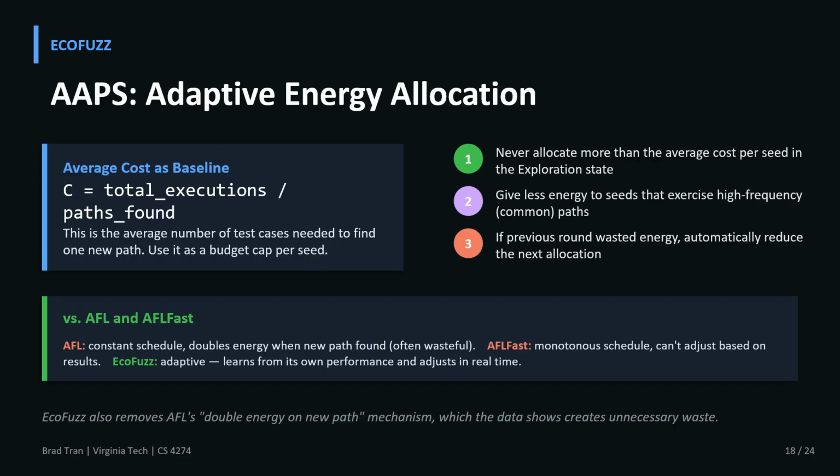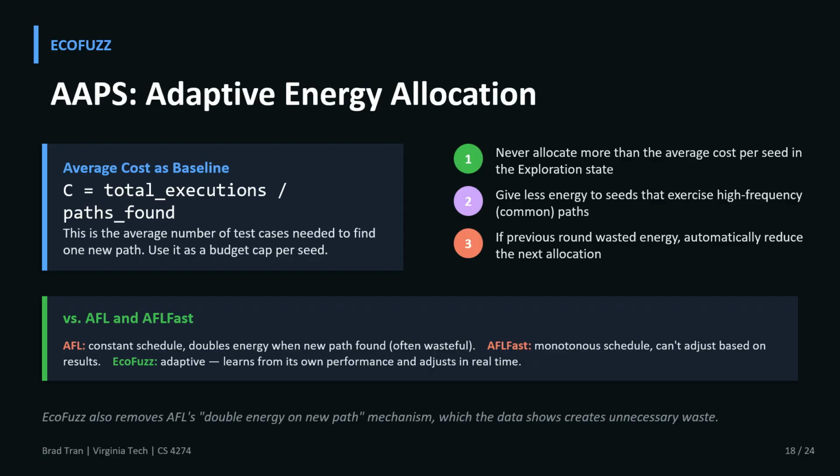AAPS, which stands for Adaptive Average Cost-Based Power Schedule, handles the energy allocation. The core concept is average cost, total test cases generated divided by total paths found. This gives you the average number of executions needed to discover one new path at any time in the campaign. AAPS uses this as a dynamic budget baseline. Three principles govern the algorithm.